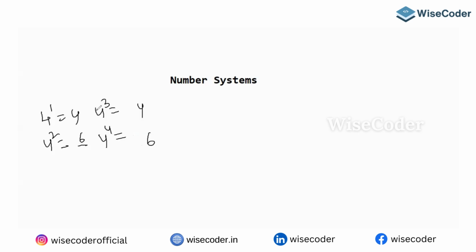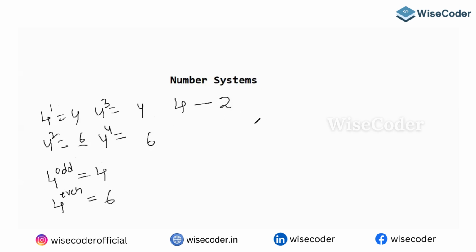So the point is this: 4 cyclicity is what? 2, because after 2 numbers, if you take 4 power 5, you will get again 4. 4 power 6, you will get again 6 as unit digit. So 4 power 1 means, can I say 4 power odd? Whenever you come across 4 power odd, your unit digit is 4.